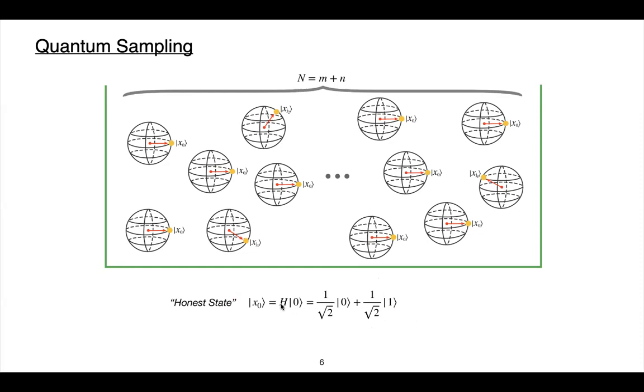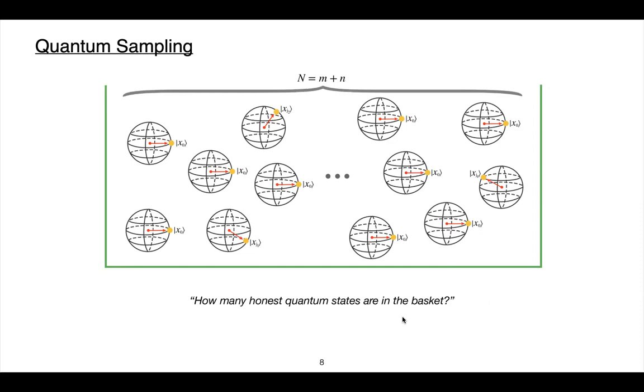Then we can define an honest quantum state, ket x_0, that we want to find among the quantum population. Ket x_0 is the state that the Hadamard operator acts on ket 0. The Hadamard operator is a beam splitter of a photon, which splits the original photon equally into a superposition of two states. We can visualize the ket x_0 like this ball. Actually, this is the same as the ket plus state.